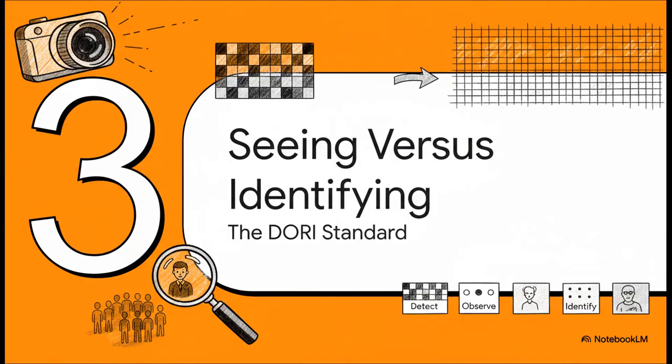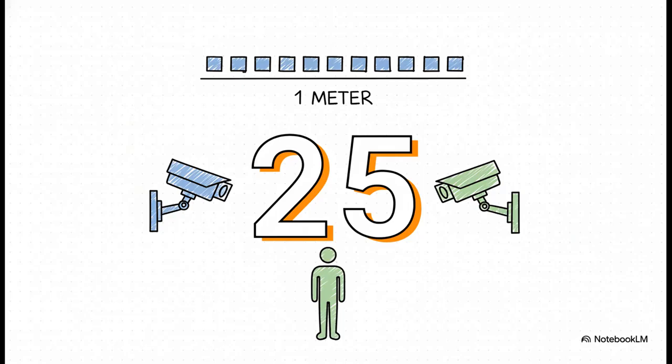Now, choosing the right camera is only half the battle. You also have to think about how much detail you're actually capturing. And believe it or not, professionals have a super precise standard for this. It's almost like a secret language for image quality, and it's called DORI. It all boils down to one simple measurement, pixels per meter, or ppm.